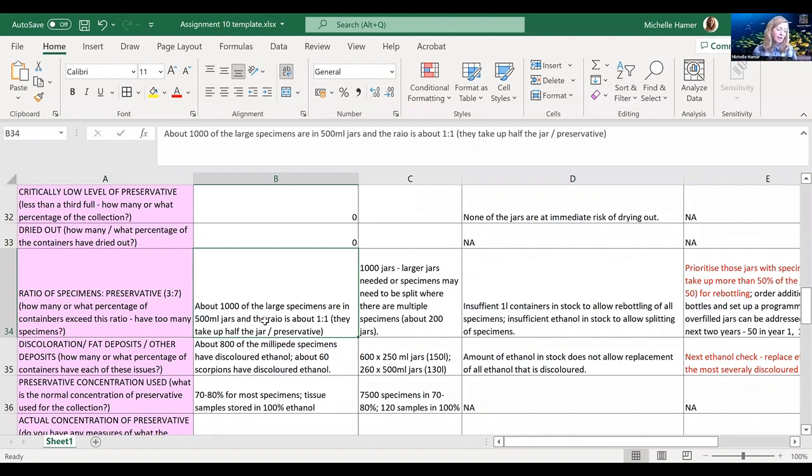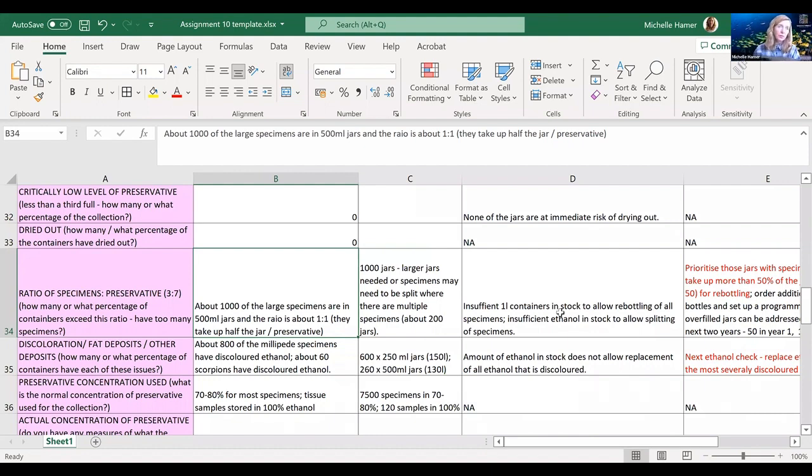So think about if that bottle, let's make it 10, do the specimens only take up 30% and the fluid take up 70%? That's the way it should be, but it often isn't. So how many or what percentage of containers exceed this ratio? So that have too many specimens in them compared to the size of the container. You'll have to look at that and think about, like, what is the size of the bottles?